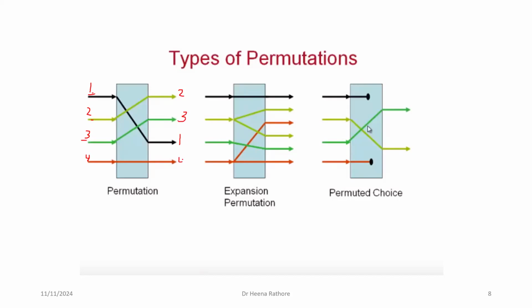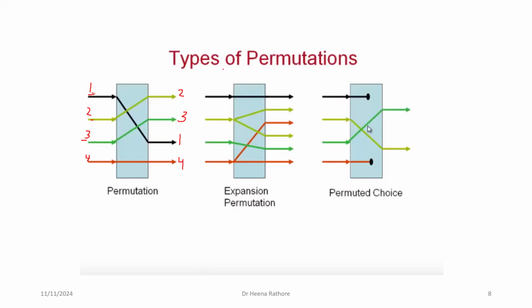The fourth bit will remain fourth bit. It's a simple permutation. You just swap certain positions in order to generate a new bit output. Expansion permutation is when you expand the number of bits.